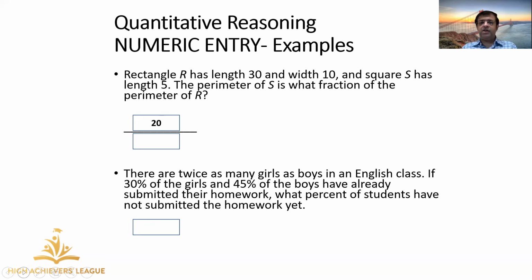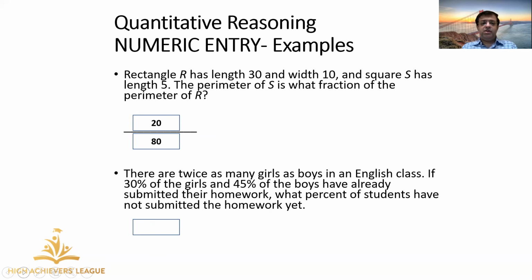Now, for a rectangle, we know that the opposite sides are equal and parallel. So if two sides of a rectangle are 30 and 10, then the other two sides need to be 30 and 10 as well. So what will be the perimeter of the rectangle? 30 plus 10 plus 30 plus 10, which is going to be 80. So if you type 20 by 80, it's fine. If you type 2 by 8, it's fine. If you type 1 by 4, it's okay. The answer is correct.